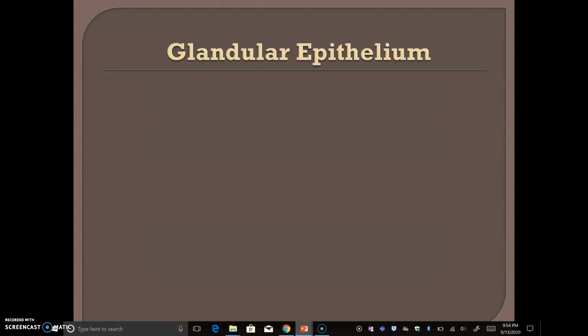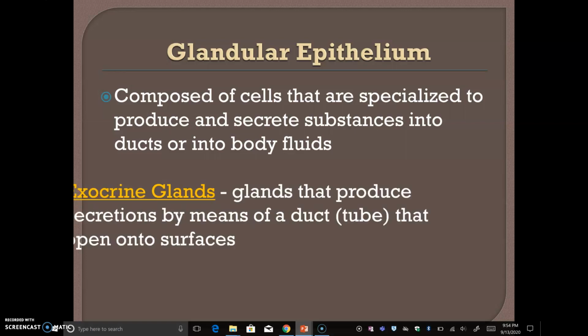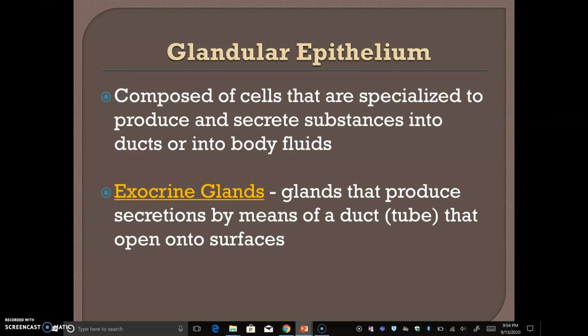When we're talking about glandular epithelium, it's composed of cells that are specialized to produce and secrete substances into ducts or into body fluids. So there are different types of glands that we're going to talk about. So exocrine glands are glands that produce secretions that move by means of ducts, and ducts are just different tubes in your body, to open surfaces.